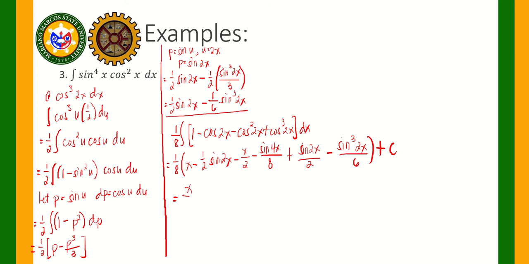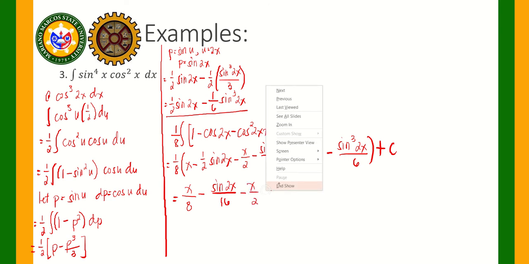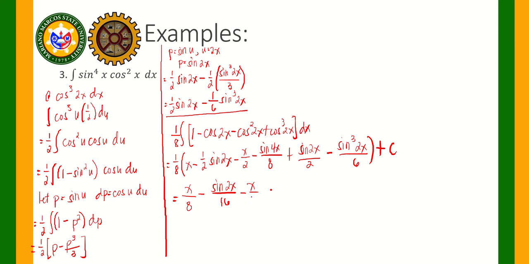So, this will be equal to x over 8 minus sine 2x all over 16 minus x over 16. That is x over 16. And then minus sine 4x, that is equal to sine 4x all over 64, 8 times 8. And then positive sine 2x all over 16 minus sine cube 2x all over 48 plus c.